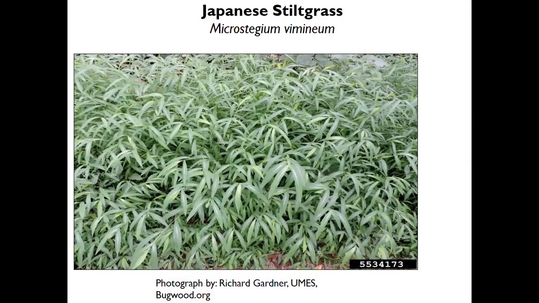Japanese stilt grass, sometimes called Nepalese brown top or microstegium, is a delicate sprawling annual grass that can go up to about 3 feet in height. The stems can root at the nodes. They look like little tiny bamboo plants.